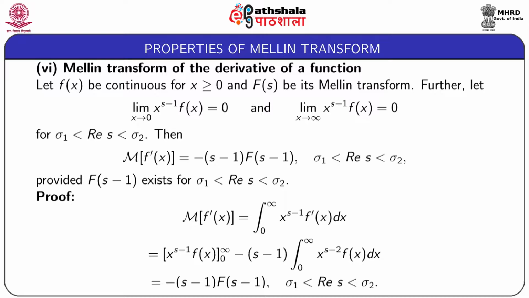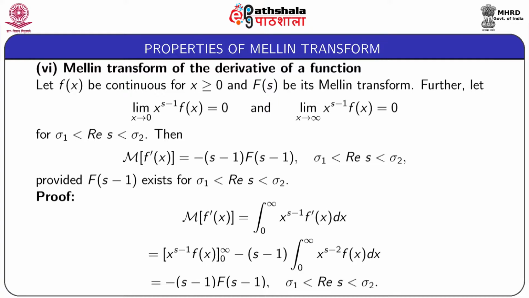Next we shall find out the Mellin transform of the derivative of a function. Let f(x) be continuous for x greater than or equal to 0 and capital F(s) be the Mellin transform of small f(x). Further, we also assume that limit x tending to 0 of x to the power s minus 1 f(x) equals 0 and also limit x tending to infinity of x to the power s minus 1 f(x) equals 0 for sigma 1 less than real s less than sigma 2. Then the Mellin transform of the derivative of the function f(x), that is the Mellin transform of f dash x, is equal to minus (s minus 1) capital F(s minus 1), where sigma 1 less than real s less than sigma 2, provided F(s minus 1) exists for real s lying in the interval sigma 1 to sigma 2.